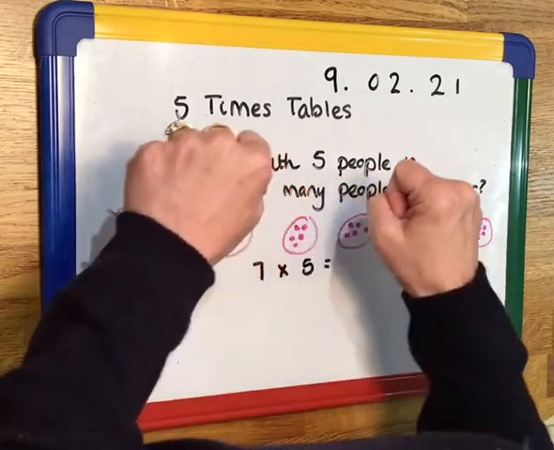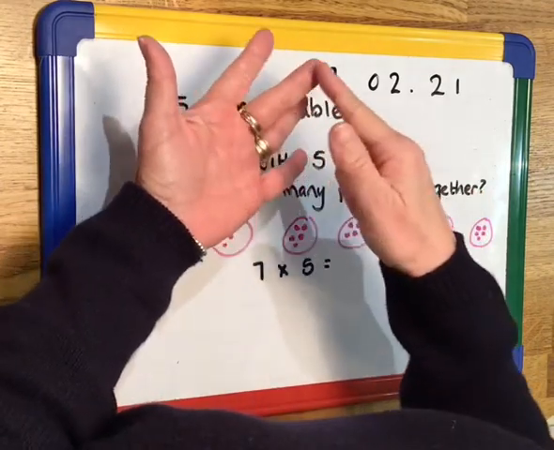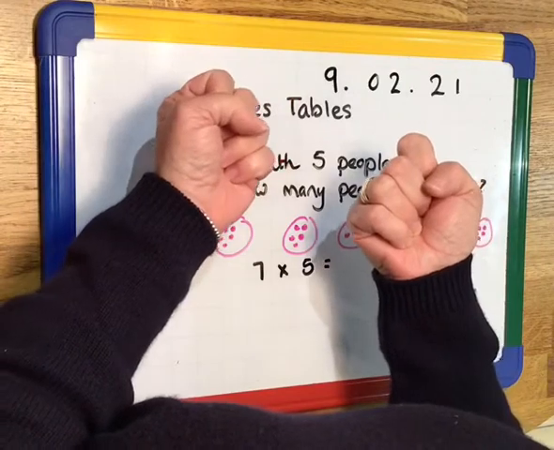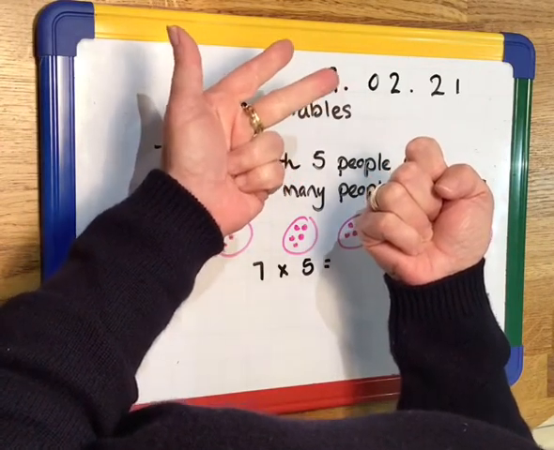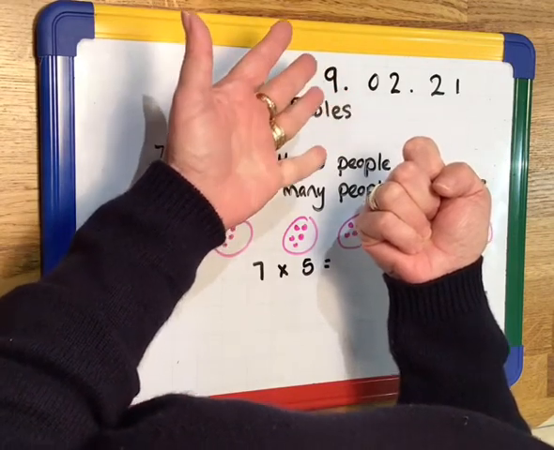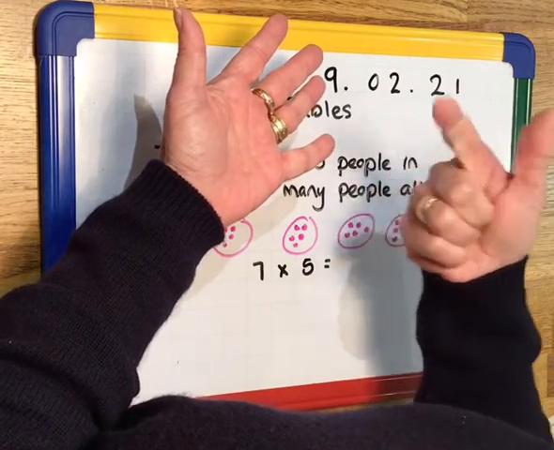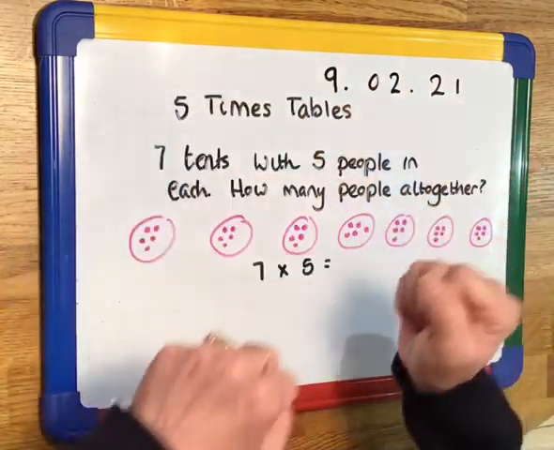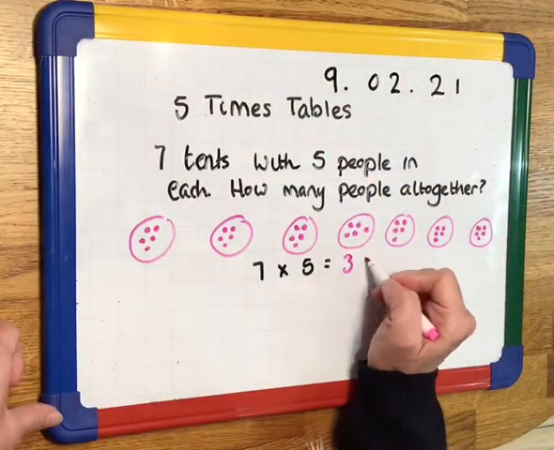If I needed to, I could use my fingers. 5, 10, 15, 20, 25, 30, 35. Or I could say it as a times table. 1 times 5 is 5. 2 times 5 is 10. 3 times 5 is 15. 4 times 5 is 20. 5 times 5 is 25. 6 times 5 is 30. 7 times 5 is 35. Whichever way I do it, I am going to get 35 as my answer.